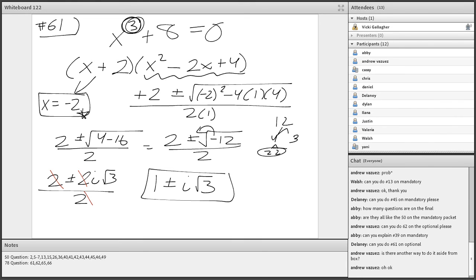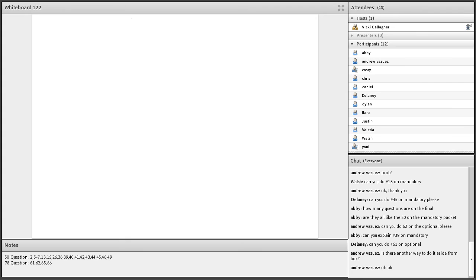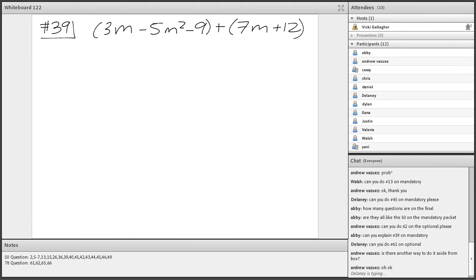All right, back to the 50 question packet, and we are going to do question number 39. Question number 39 shows how important it is that you pay attention to the little things, to notation. And the real tip off in this problem is the symbol that is in between the 2 parentheses. Right here. It's a plus sign. This is an adding problem.